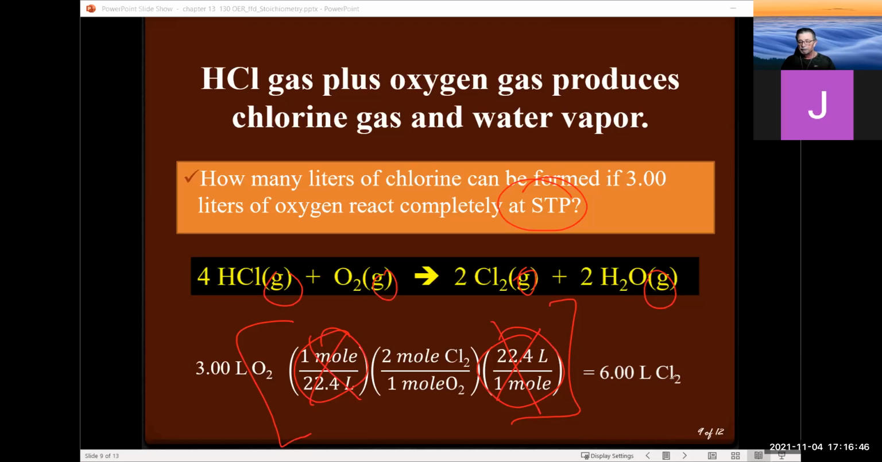If the question was how many grams I needed, obviously the last conversion factor here would be the atomic weight or the molar mass of chlorine gas, right? Which would be at 70.9 grams per mole, and that would have given us the amount in grams. But they're asking for volume here. All right. Hopefully you see that.